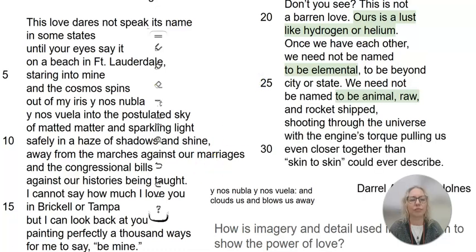The third that they noticed is the connection, oh, excuse me, I mean to say a simile. Ours is a lust like hydrogen or helium. And so they talk about this being a simile, and then it continues on. So the pattern here of imagery and detail is connected to the elements, hydrogen or helium, elemental, animal, raw.